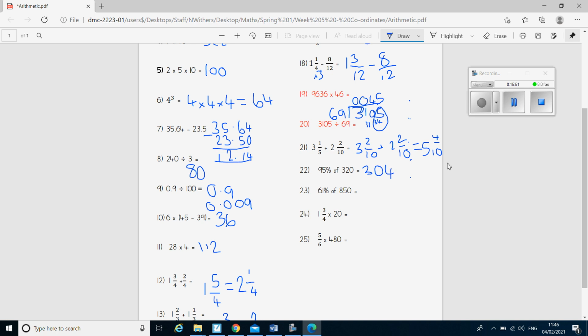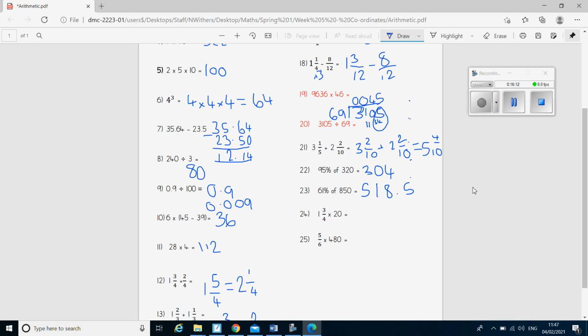Okay, question 23. Again, I would find 1% for this question, 1% being 8.5, and then I would do 8.5 times 61, and the answer we were looking for in question 23 was 518.5.